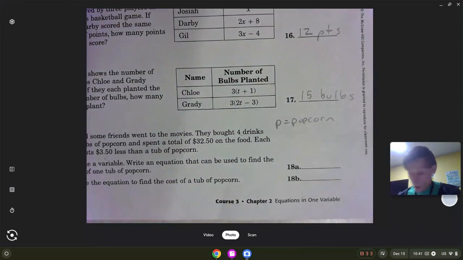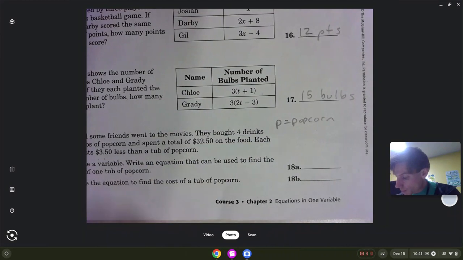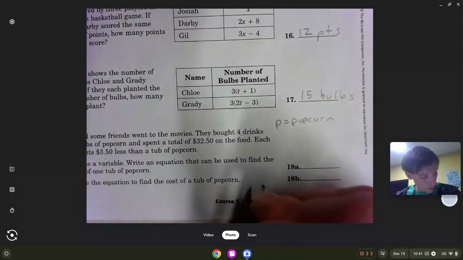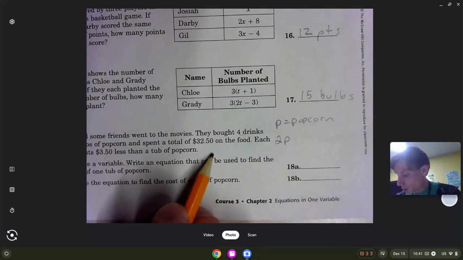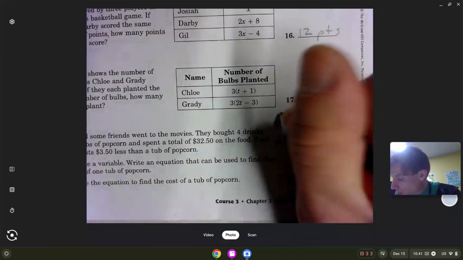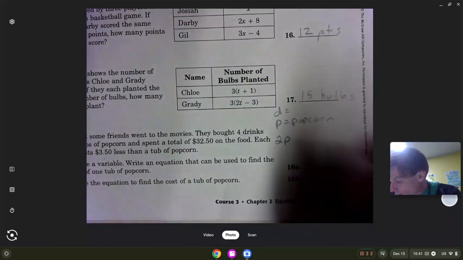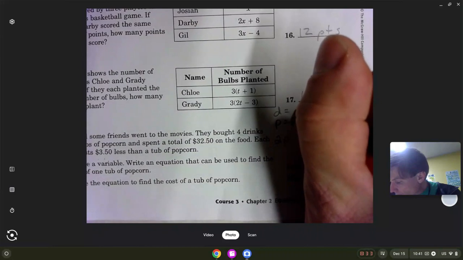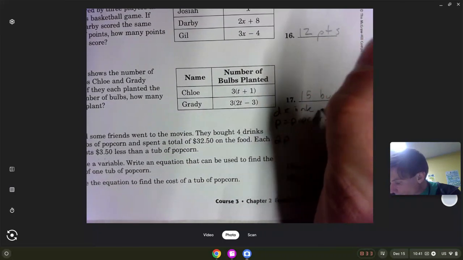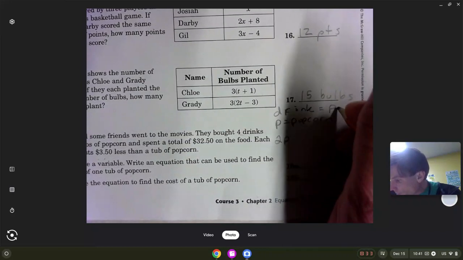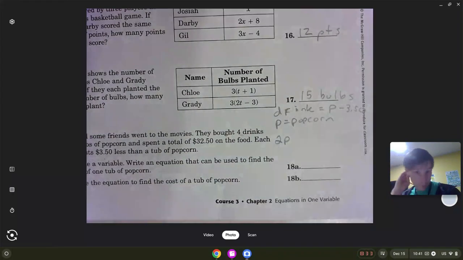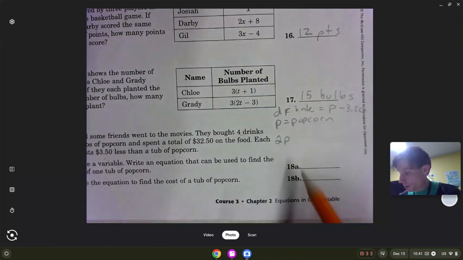So we have 4 drinks and 2 tubs of popcorn. We know 2 tubs of popcorn is going to be 2p. And then we know that we're getting 4 drinks. And what is a drink? A drink is $3.50 less than popcorn. So if P equals popcorn, we're not using another variable, we're only using one variable, but a drink is P minus $3.50. Because it's $3.50 less than the popcorn.